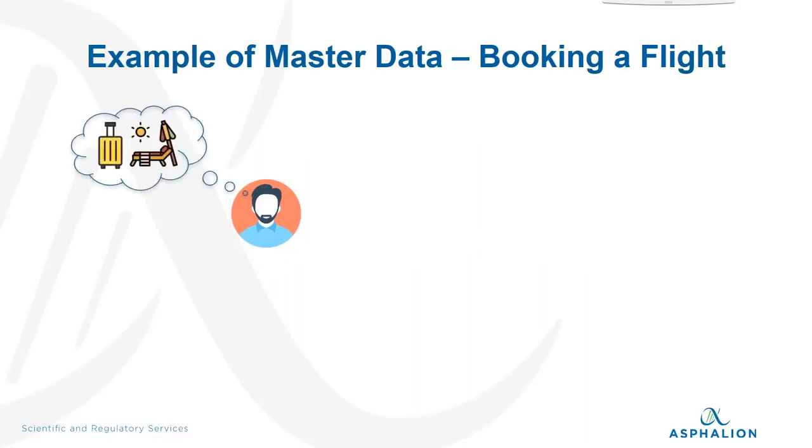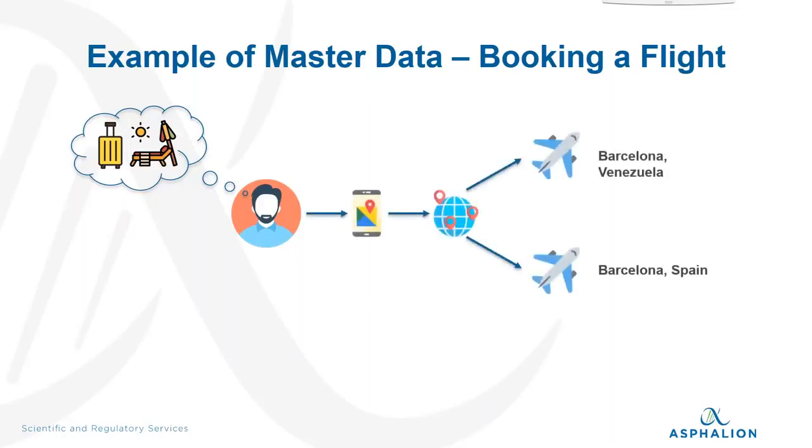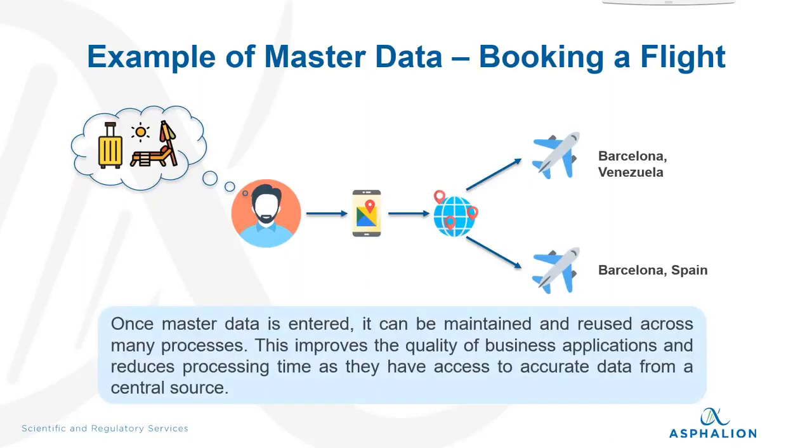An example of master data: can you imagine you want to book a flight after holidays, you go to your mobile phone, you start searching places, but you had better be careful that you don't end up in Barcelona, Venezuela, instead of Barcelona, Spain, where I'm located. So that's really the use of master data. Once you have master data, it can be maintained and reused across many processes, and it improves the quality of business applications, reduces time and leads to accurate data.